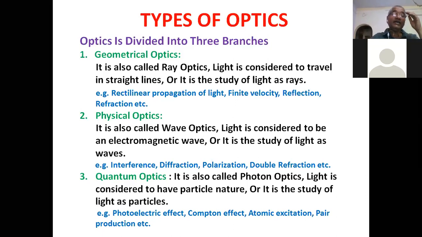And the third category is the quantum optics. So in quantum optics, the particle nature of the light is considered, and the particle of the light, it is called as the photon, and therefore it is called as the photon optics. In this branch, light is considered as a particle nature, or it is the study of light as a particle. So photoelectric effect, Compton effect, atomic excitation, pair production, these are the some phenomena which can be explained on the basis of this quantum optics.